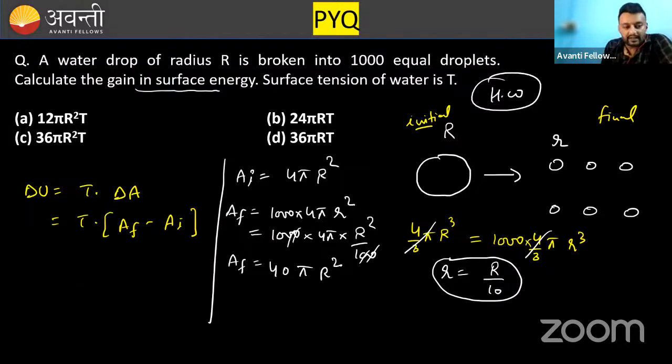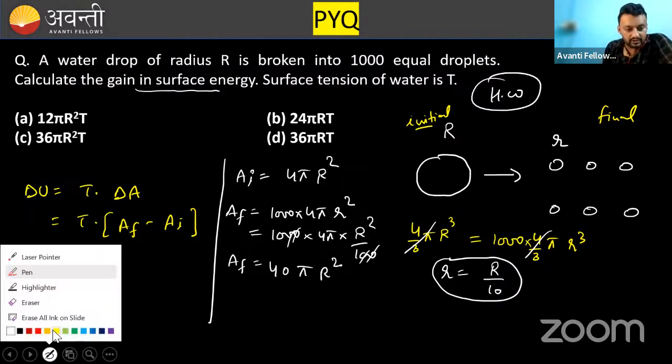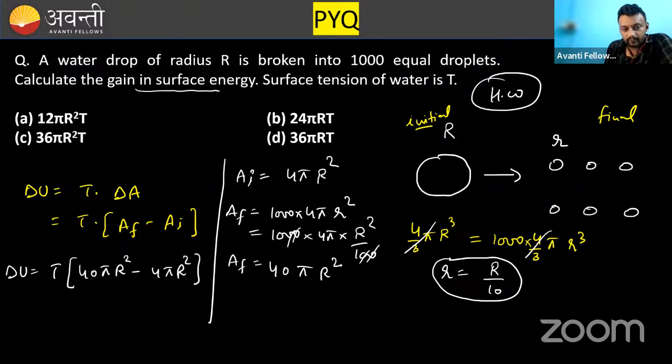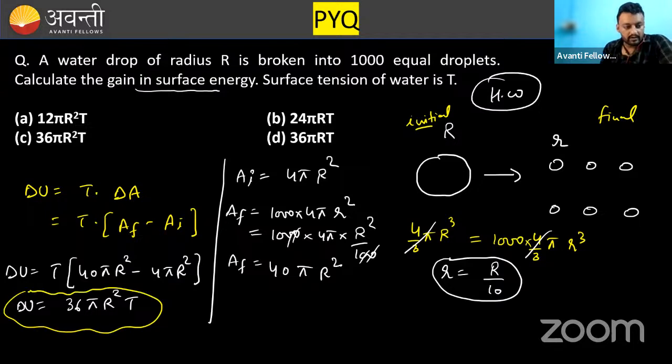Is it clear? Now place this in this equation. What you will get: delta U is equal to surface tension T, final area is 40 pi R square minus 4 pi R square. It will be, I think, 36 pi R square T. This is delta U. Is this question clear?